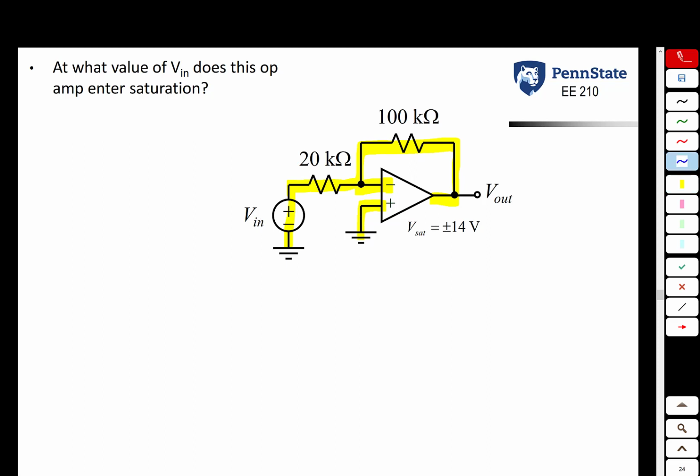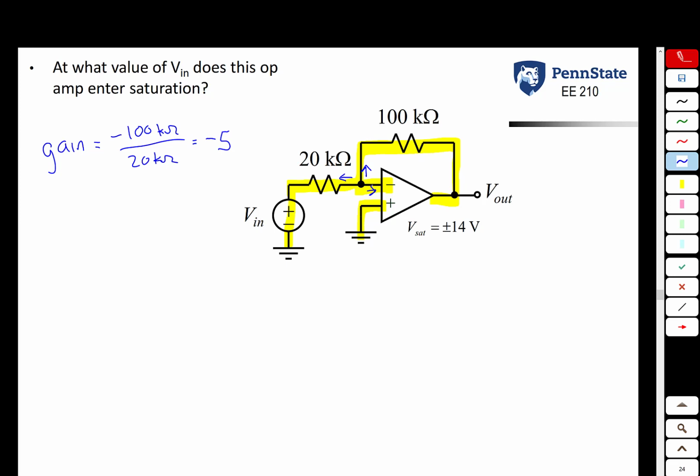So what do we know? The gain is equal to minus R2 over R1. So the gain is minus 5. You could get that, of course, by doing a KCL equation here, but we don't need to do that because we recognize that this is an inverting amplifier.